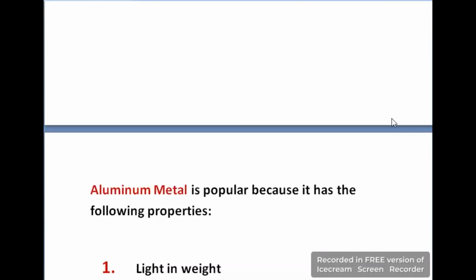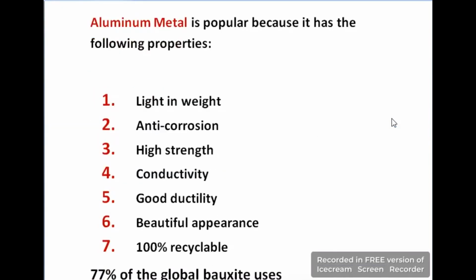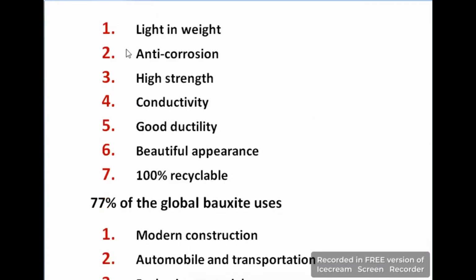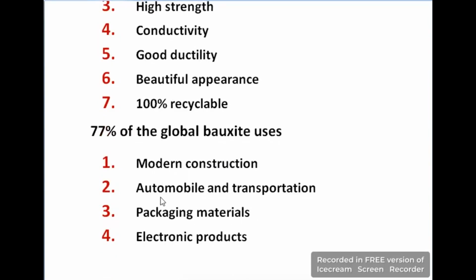So the aluminium metal has some special properties. So it's a popular metal. Among these properties, the first is light weight, then anti-corrosion, high strength, conductivity, good ductility, beautiful appearance, and 100% recyclable. So 77% of bauxite is used in these four branches: modern construction, automobile and transportation, packaging materials, and electronic products.